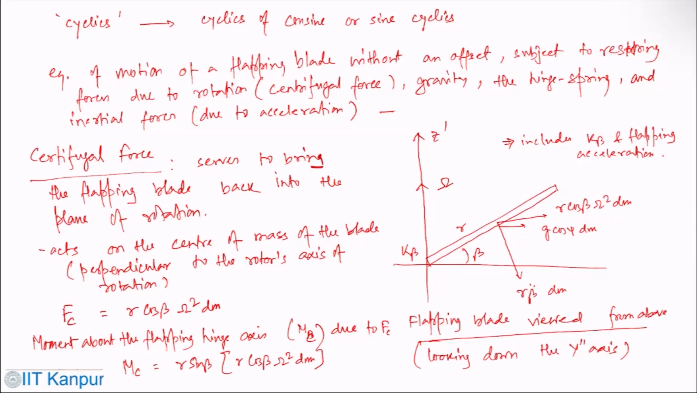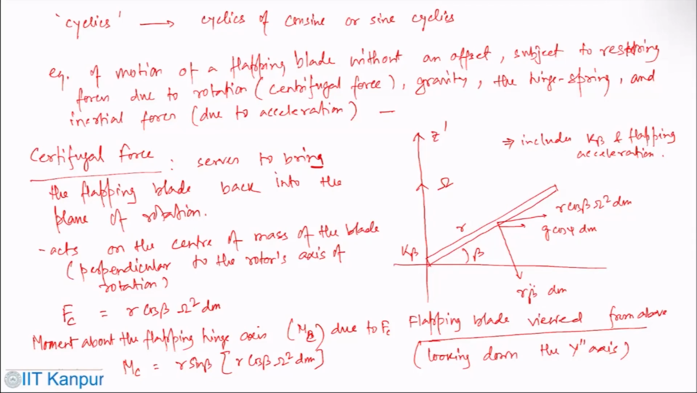So if you see this particular picture here, which is looking down the y double prime axis, it includes both the spring constant k beta and the flapping acceleration. And then we summarize all these different forces. So to start with, we have included this centrifugal force, which is going to bring back the flapping blade into the plane of rotation. So we have both the centrifugal force and the moment.